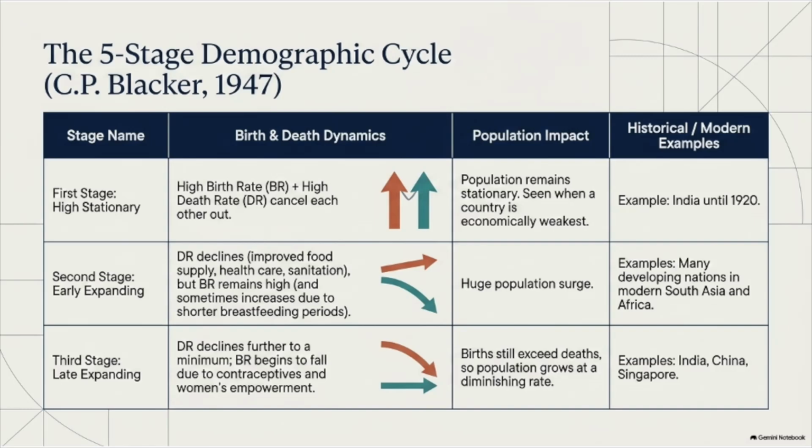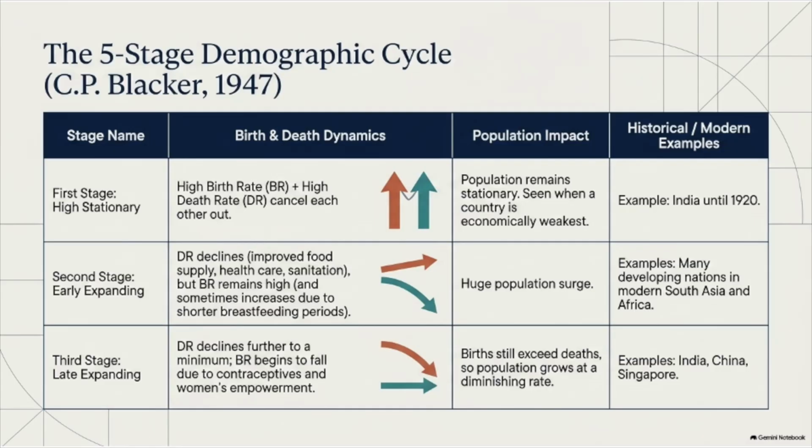In the second stage, early expanding, the death rate declines due to improved food supply, healthcare, and sanitation. But the birth rate remains high, sometimes even increasing due to shorter breastfeeding periods, resulting in a huge population surge, as seen in many developing nations across modern South Asia and Africa.